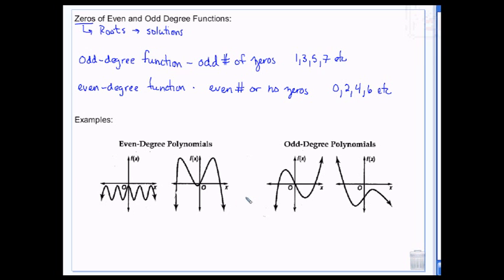So if we look at these pictures, zeros are where we cross the x-axis. As you can see here, this is an even degree function because they're both moving in the same direction, the arrows. So that's what tells me it's even. But it never crosses the x-axis, so there are 0 zeros. This is even, but I have 1, 2, 3, 4 zeros. Why? Because it crosses the x-axis in four places. Odd degree polynomial, you can tell it's odd degree because the arrows are moving in opposite directions from each other. 3 zeros. And this one has 1 zero.